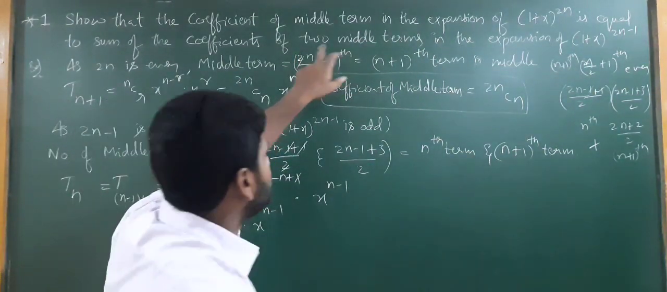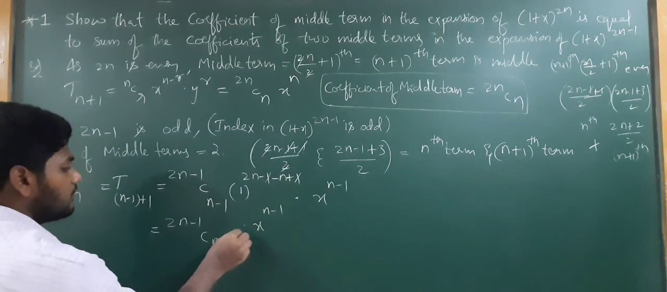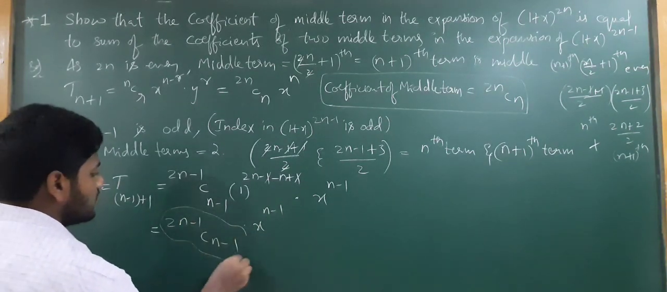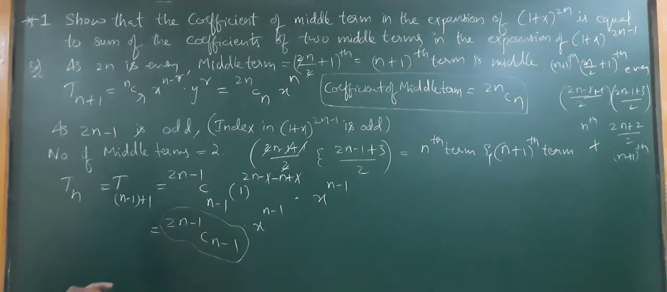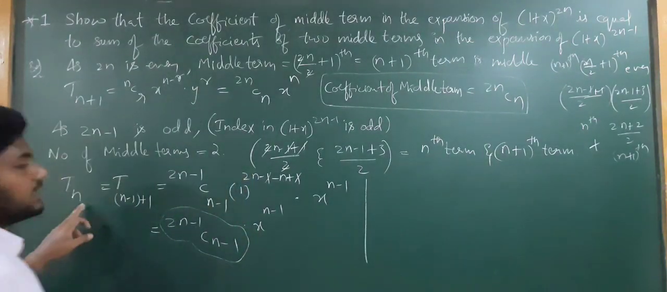Now, when it comes to the coefficient of this middle term, we will consider only 2n minus 1 c n minus 1, only that one, right? Next, this is the nth term.